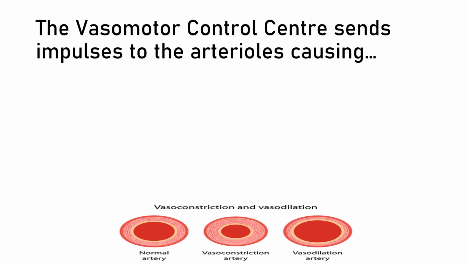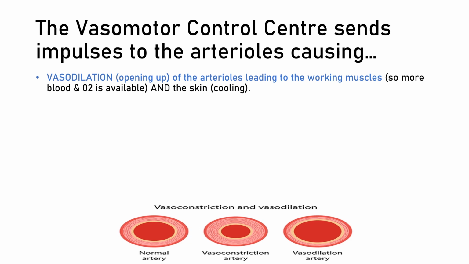For the non-working areas, the non-working muscles, or maybe the liver or the gut, we'll ask the muscles in those arterioles to contract, to constrict, so the blood can't get there. So we're flushing it to the muscles, but we're taking it away from the areas where it's not really needed yet. You need to know the terminology for this. The vasomotor control center will send impulses to the arterioles, causing vasodilation and opening up of the arterioles that feed the working muscles. We also have that happening at the skin as well. This is so there's more blood and oxygen available at the muscles and to help the skin cool down.